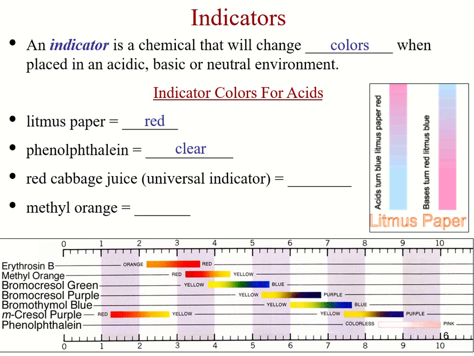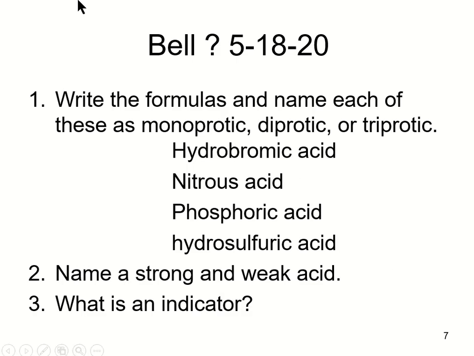Red cabbage is a natural universal indicator. If you take some red cabbage and blend it up in the blender, it won't smell great, but you can actually use it and make your own acid-base indicator. Just test some things at home. It will turn red in an acid, and it'll turn more blue in a base. Methyl orange will also turn red. Below you can see the colors and how they're going to turn in either acidic or basic solutions. That is all for today.